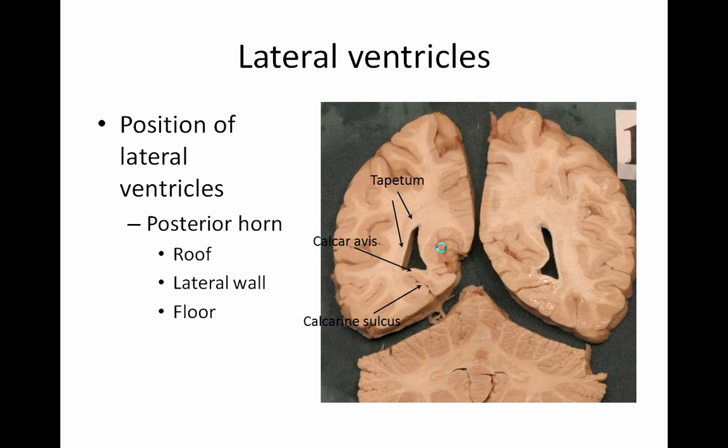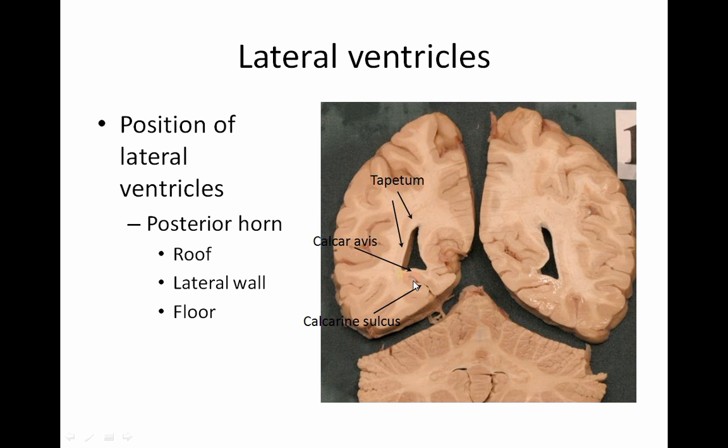If we now turn our attention to the posterior horn, we'll note that once again there is a roof and a lateral wall. Both of these are formed by fibers called the tapetum, and what the tapetum is basically, it's the white fibers which pass from the corpus callosum to the temporal lobe. So the corpus callosum lies here, and understandably to pass to the temporal lobe the tapetum has to pass laterally and downwards, and thus they form the roof and lateral wall of the posterior horn of the lateral ventricles.